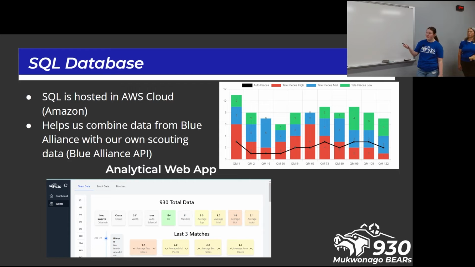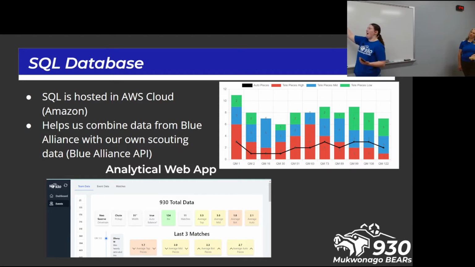Another thing we did with SQL this year was that we had kind of an offshoot that we used. It was an analytical web app that was created by another one of our mentors, but it's hosted. The SQL that we hosted is hosted in an AWS cloud, or an Amazon cloud. Basically, what it did is it helps us combine our scouting data with the Blue Alliance data.